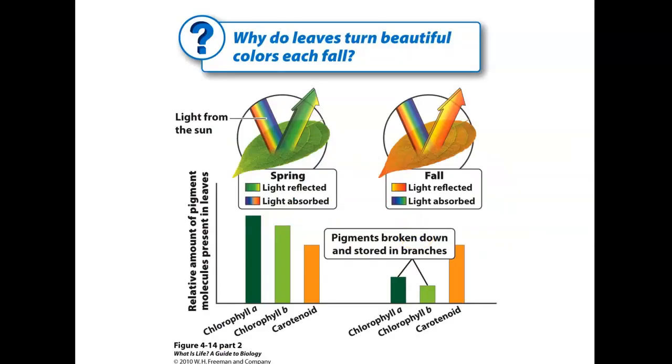So why do leaves turn beautiful colors each fall? Looking at this, you can see with the chlorophyll A, chlorophyll B, and the carotenoids, the things that they're reflecting back. In the fall, notice how chlorophyll A and chlorophyll B start to reduce, so that plant pigment's not going to be as visible. These chloroplasts are starting to die out some, so you're losing the chlorophylls, but the carotenoids are still there, capturing what sunlight is coming in, even though the days are shorter.